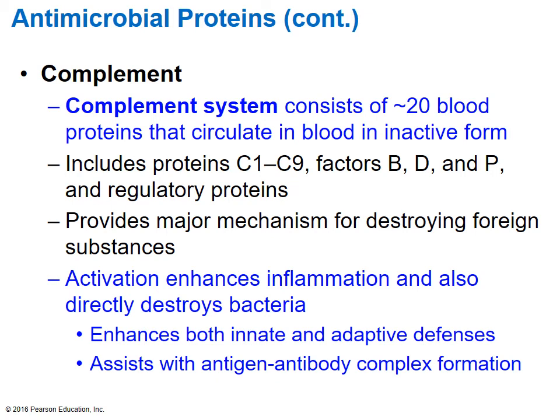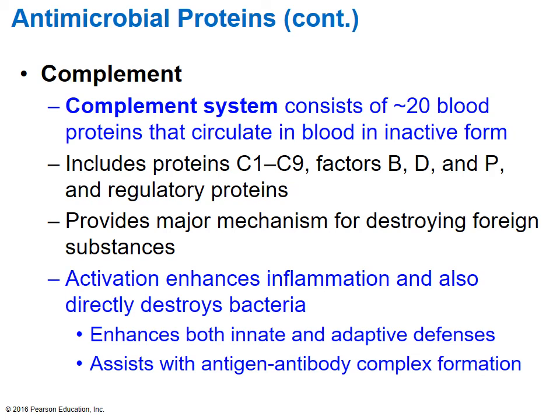It consists of about 20 different blood proteins, and these are different segments of these proteins that circulate around the blood. And what we see happening is that they have many different functions that they can do. For our purposes of our discussion, we're going to limit our complement system to the fact that they can enhance the inflammation response that the innate system is able to produce. And there are also examples where the complement proteins can actually be used to destroy the bacteria directly.